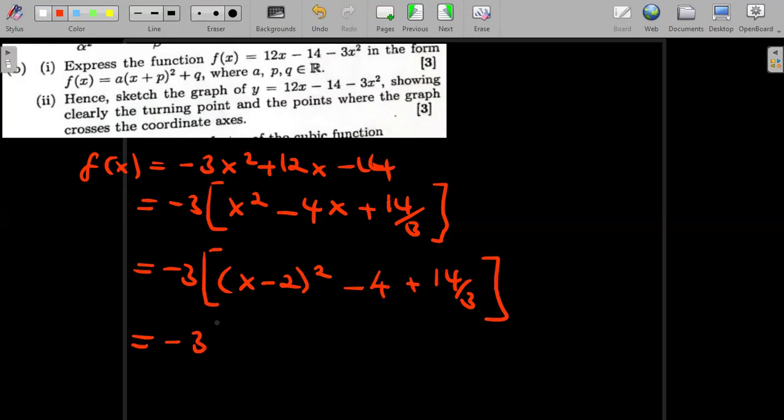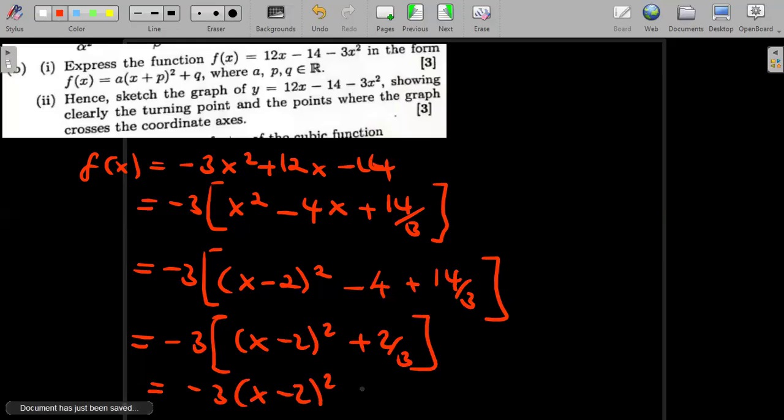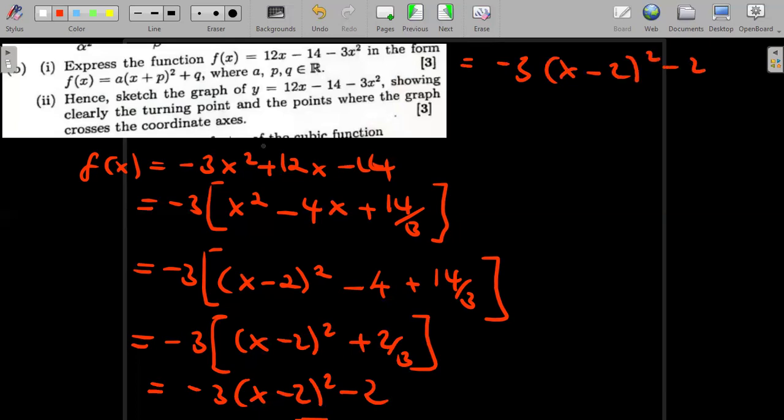So this is going to just give you x minus 2 there. Then that will be plus 2 over 3. Then multiply by the negative 3, then you have negative 3 times (x minus 2) squared. Then that is going to just give you negative 2. So we have expressed it in the form which we are being asked to. Okay, so next, what do we do? It's going to be very important to keep this form: negative 3(x minus 2) squared minus 2. So this is how we've expressed it.